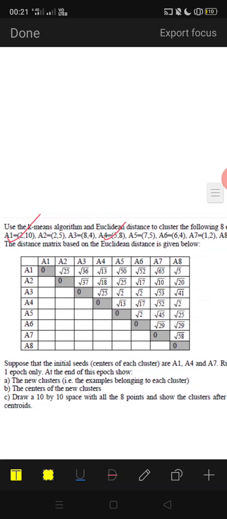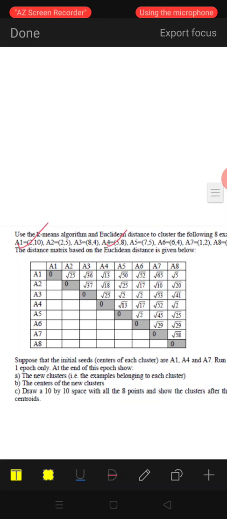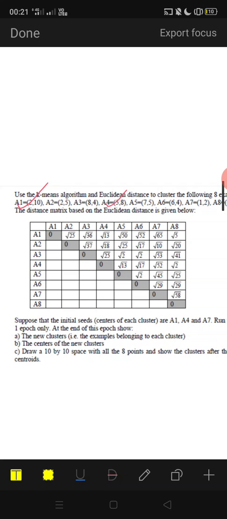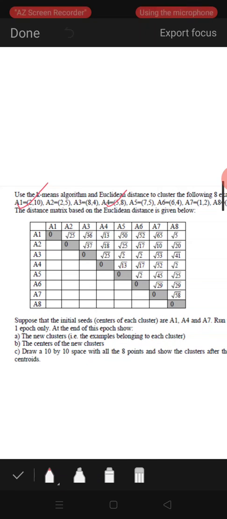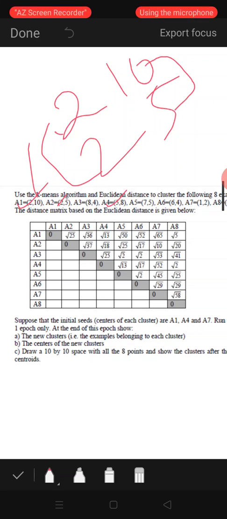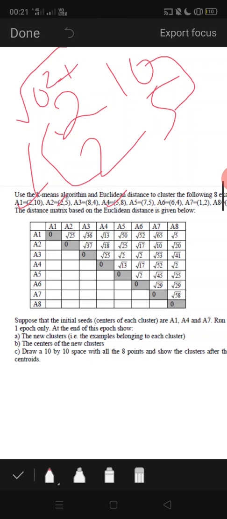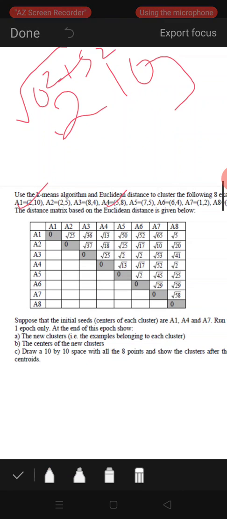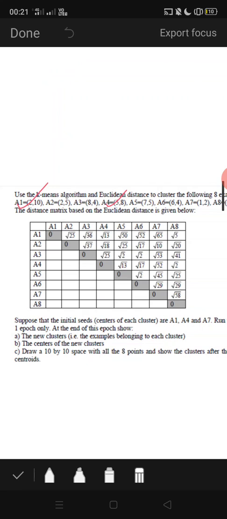Here he will calculate the Euclidean distance, that is, r equal to 2. For example, A1 to A2: A1 is (2,10) and A2 is (2,5). x-axis minus x-axis, 2 minus 2 is 0; 10 minus 5 is 5. So square root of 0 squared plus 5 squared is square root of 25. A1 to A2 is square root of 25. Like this way, you have to write the points for all.